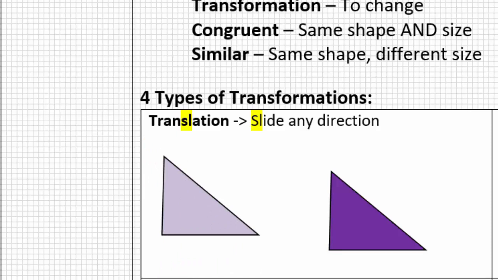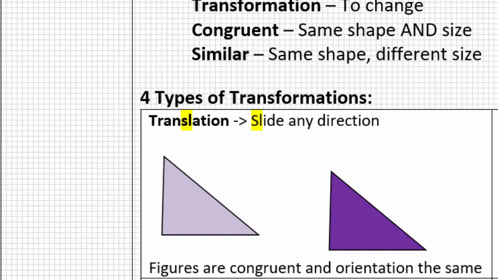An important thing to notice about the translation is that the figure retains its same shape and its same size. So even if we take a shape and slide it all around, or slide it to a different position, that new shape that is created by that translation is still congruent to the original figure.